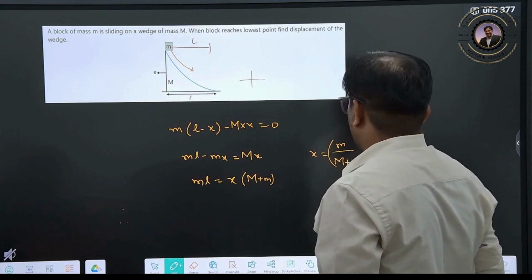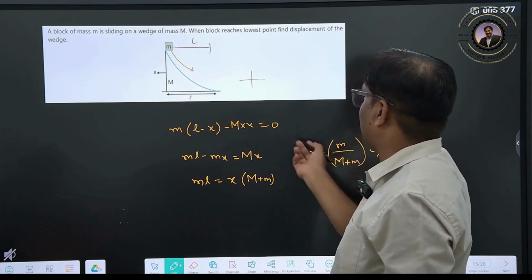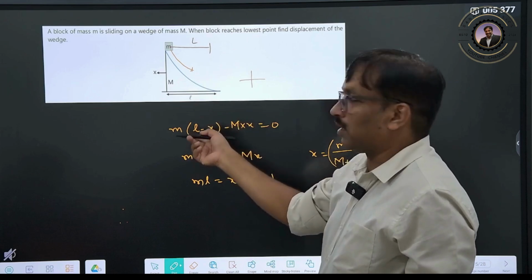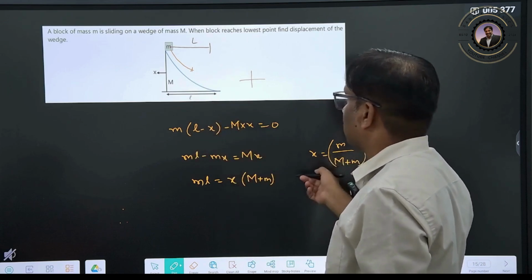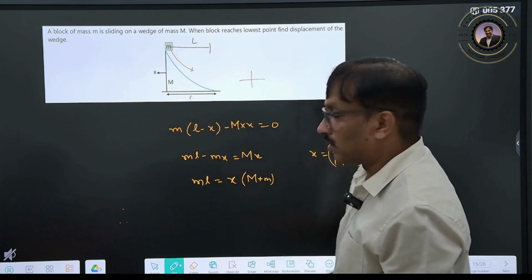Clear? So already I chose this one, minus x, no? Actually if you are taking plus, then you would have got minus. It indicates that it goes back. Clear?